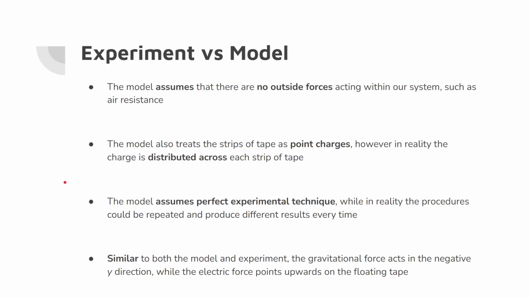So similarities and differences. The model assumes there are no outside forces on our system, which is not true. The model also assumes strips of tape as point charges when really the charge is distributed across the surface of the tape. The model assumes perfect experimental technique. Knowing me, definitely not true at all. In reality, procedures could be repeated and produce different results every time. And similar to the two, though, the gravitational force is always in the negative y direction. Electric force is always pointing upwards on the floating tape.